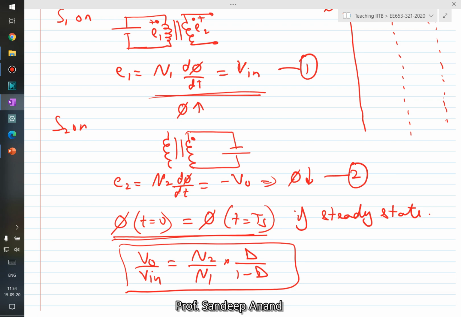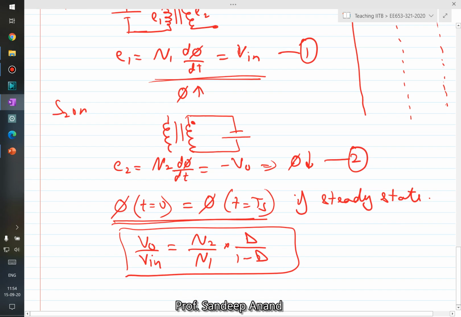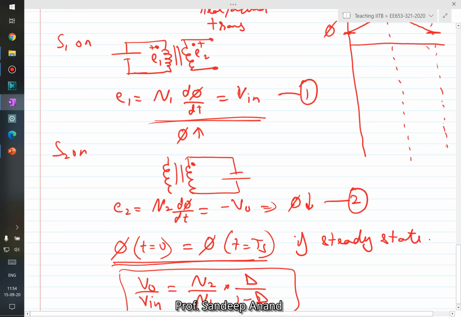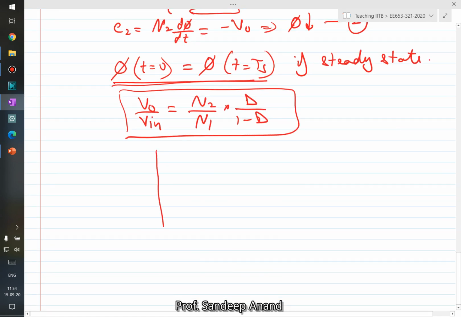Okay, this method does offer one advantage, and that advantage is that we have got this relationship without really talking about the current. Now, how are the magnetizing current and the flux related? If you see the BH curve, there are generally two things. One is that you can assume your BH curve to be linear. B is proportional to flux, and H is proportional to MMF, which is proportional to the magnetizing current.